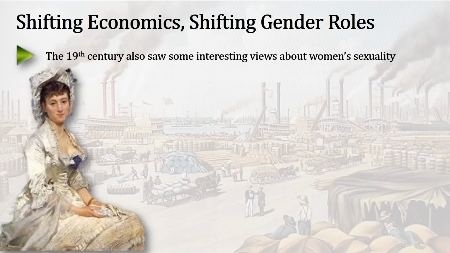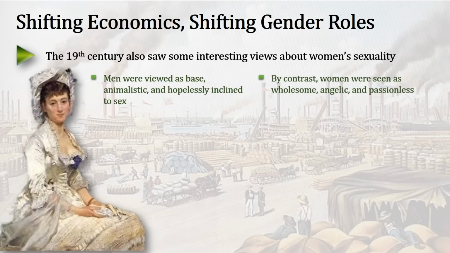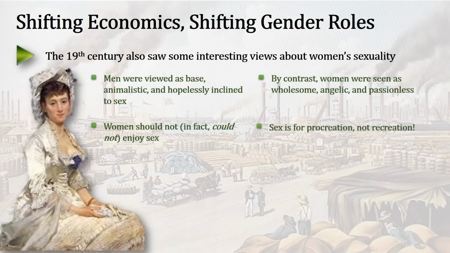With the idealization and the elevation of the home, you also see some interesting views about women's sexuality begin to develop around this so-called cult of true womanhood, cult of domesticity. Men are viewed as base, animalistic, and hopelessly inclined to sex. By contrast, women were seen as wholesome, angelic, and passionless. One of the beliefs about women is that they should not, and in fact could not, enjoy sex. Sex is for procreation, not for recreation.